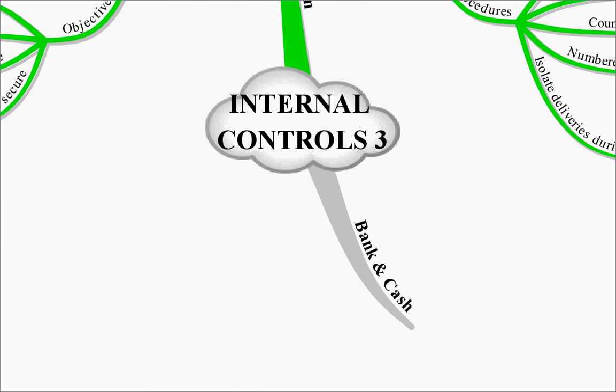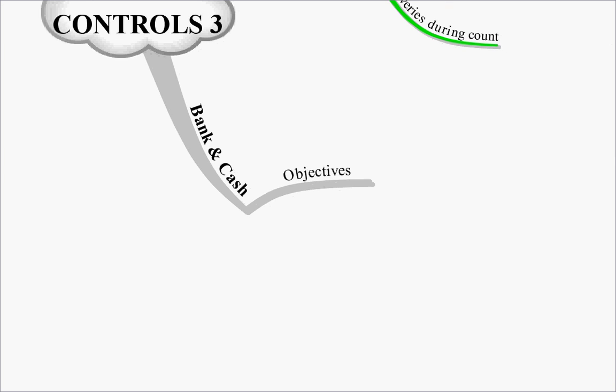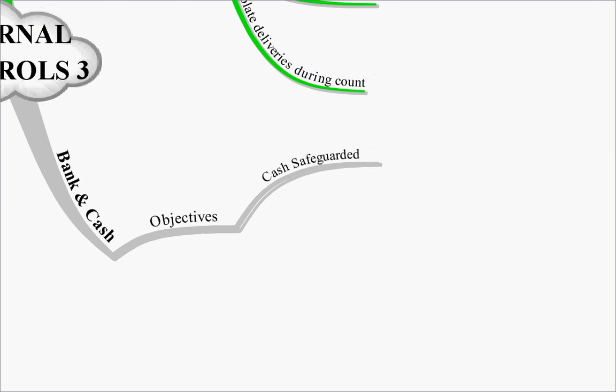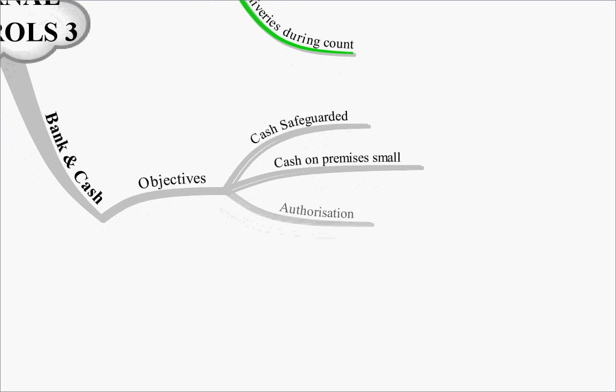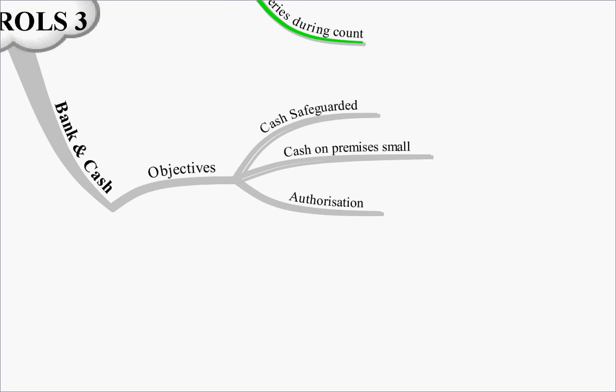That brings us on to the bank and cash within the business. Okay, so the objectives with bank and cash, well, really the first thing you want to do is make sure that all cash is safeguarded. You don't want to keep a lot of cash on the premises, so keep your cash balances small, and you want to make sure that there's authorization for any movements of cash.